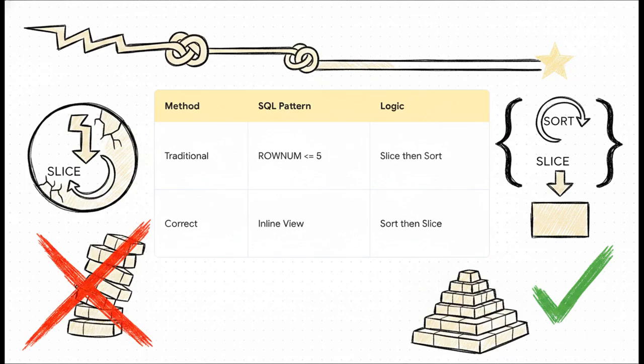You filter by rownum less than or equal to 10, and then try to order it. This is highly volatile. It slices the data first and then sorts it. But look at the classic correct method, using an inline view.